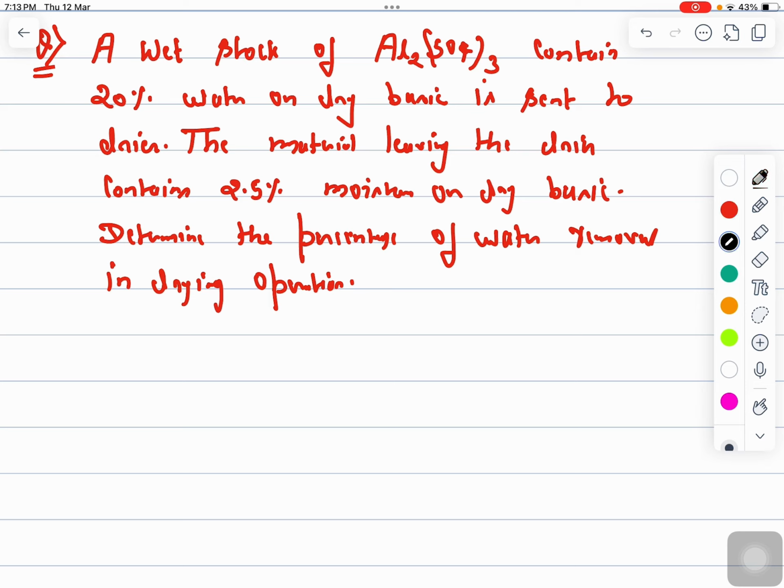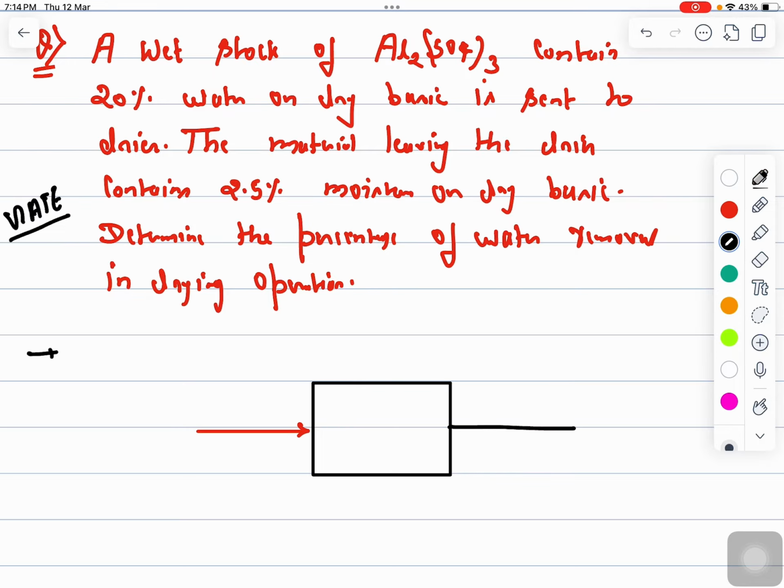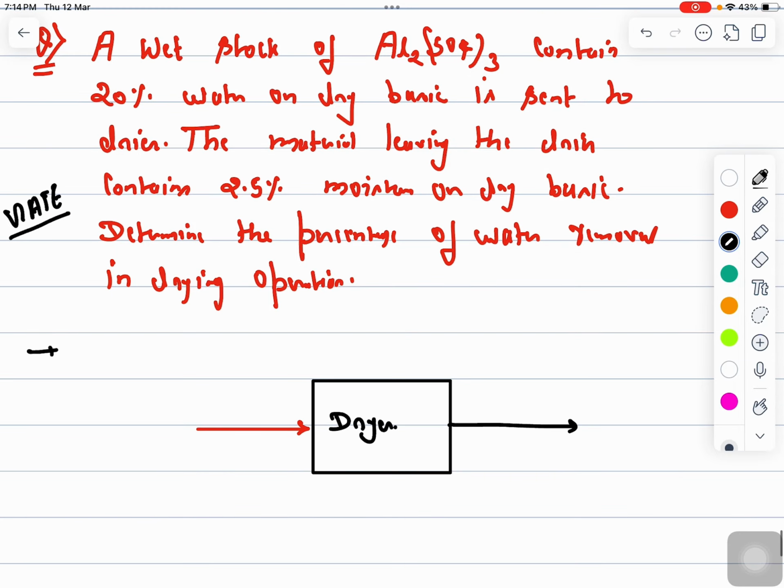This is a very important concept. I think this question has been asked in GATE also, so it's very important to understand this thing. So let's try to understand these things. You have a dryer, and a wet stock is being fed over here, and it is coming out of the dryer. So this is your dryer. The wet stock of aluminum sulfate contains 20% water based on the dry basis, right? 20%.